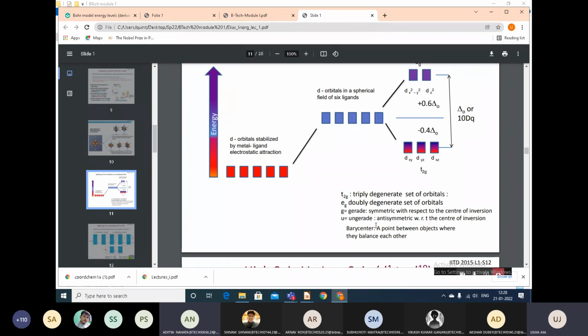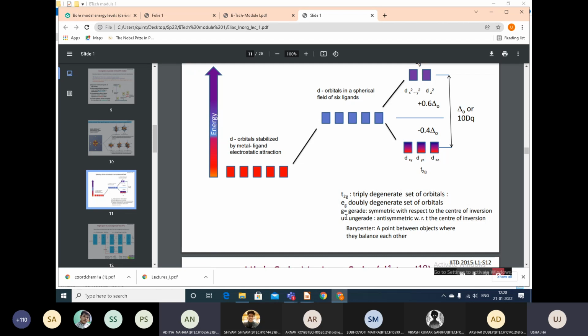G stands for gerade, as we discussed earlier. It is symmetric with respect to the center of inversion, and u is ungerade, that is antisymmetric with respect to the center of inversion. So because octahedral molecules have a center of symmetry, we use the word gerade there. And when we discuss the tetrahedral, we will not use the word g there because it does not have a center of symmetry. We're not going into details of this because we are not studying symmetry right now.